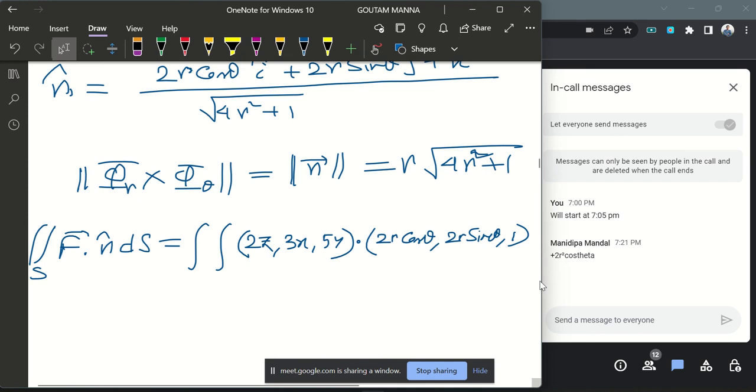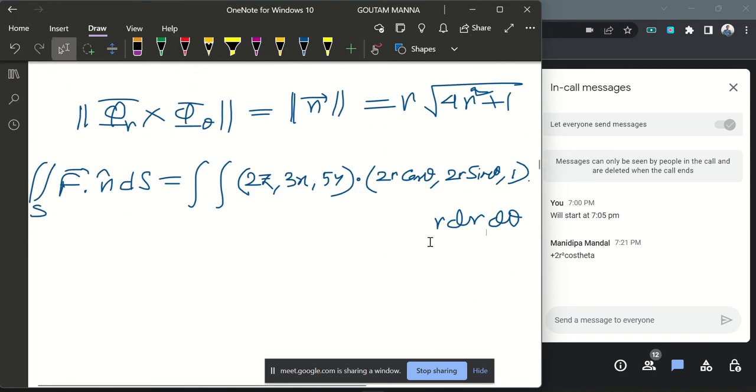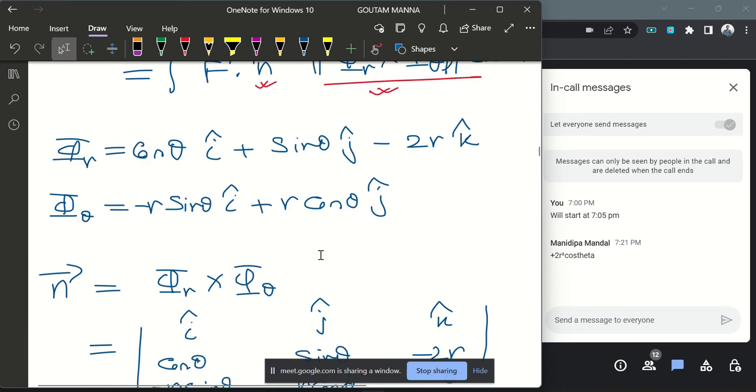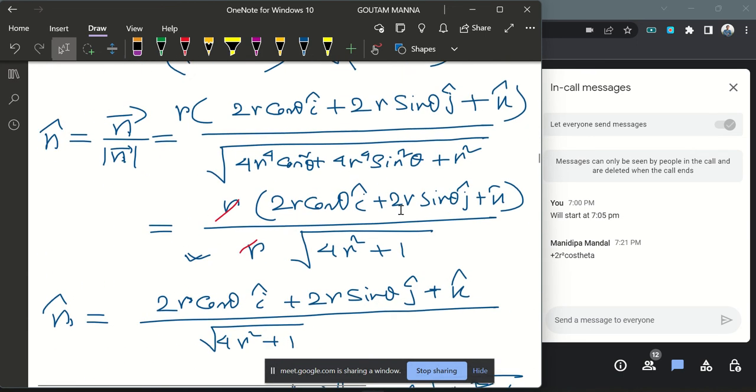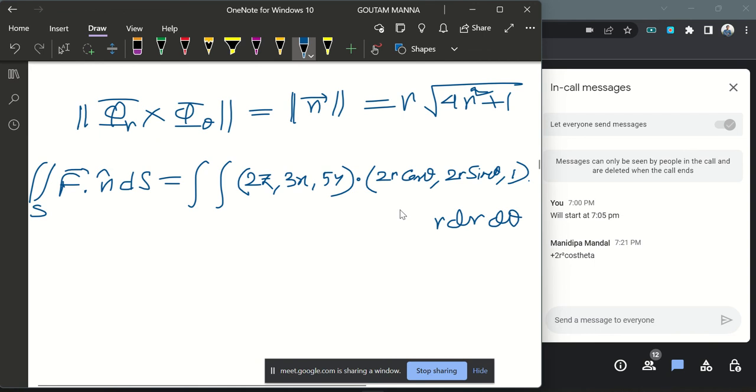divided by root of 4r square plus 1, but there is 4r square plus 1 here, so they will cancel, times r dr d theta, where r is going from 0 to 2 and theta is going from 0 to 2 pi.